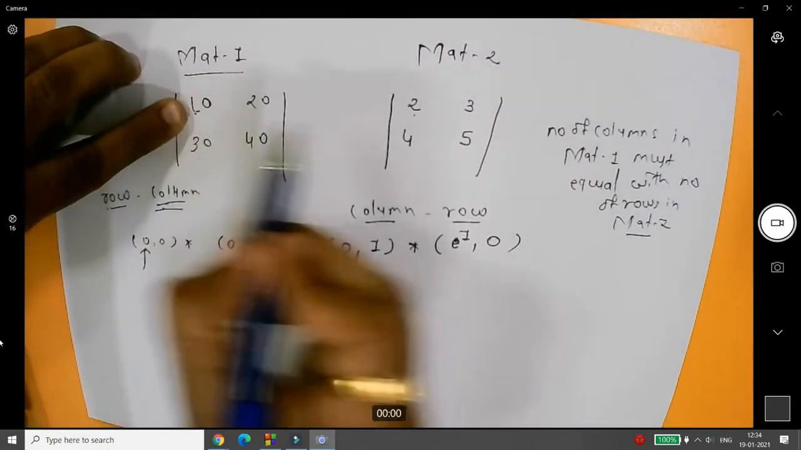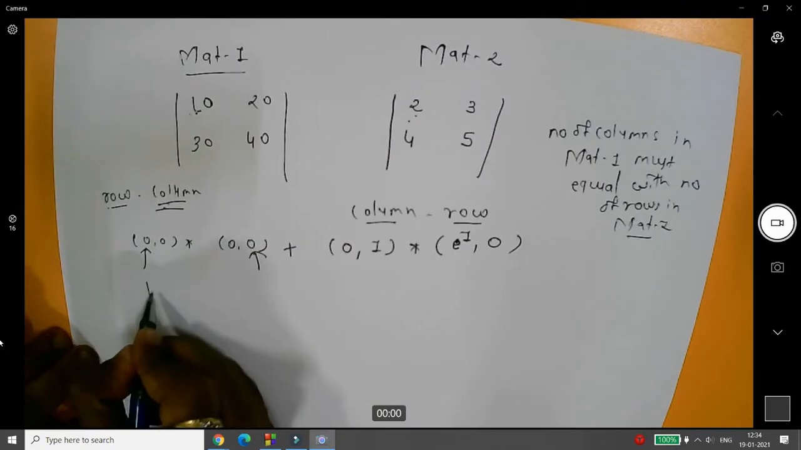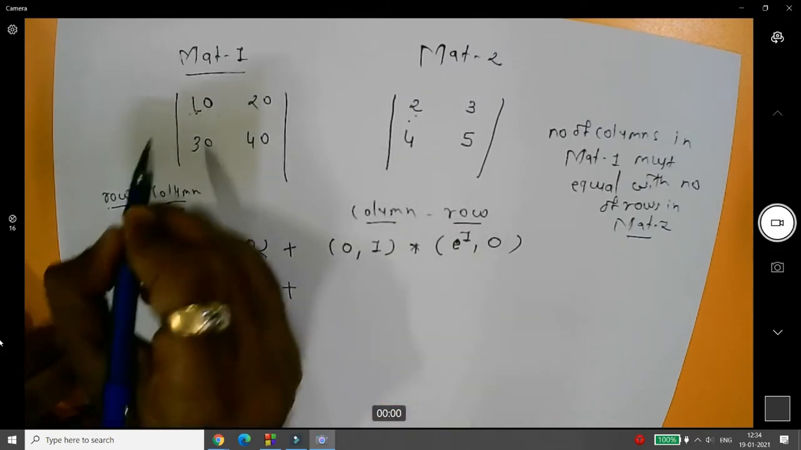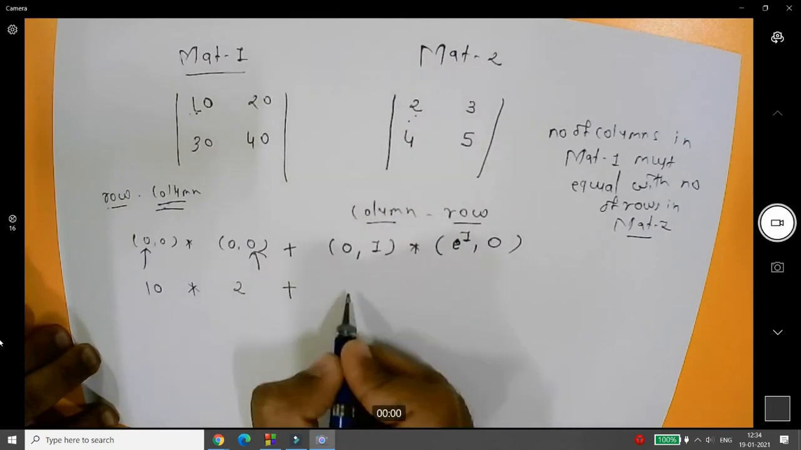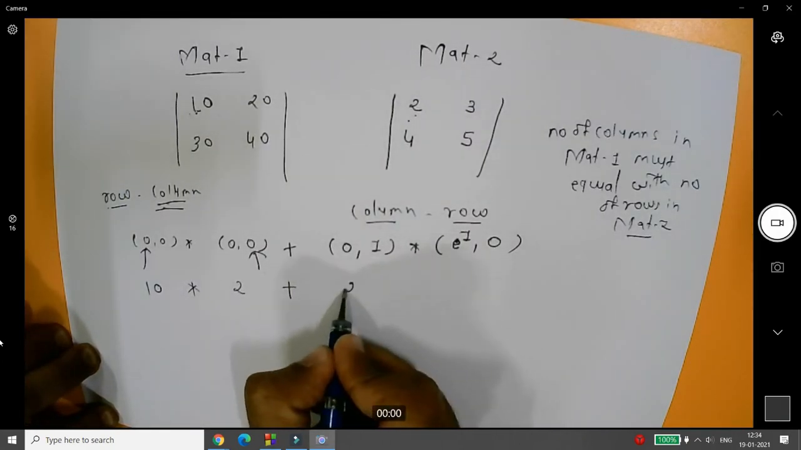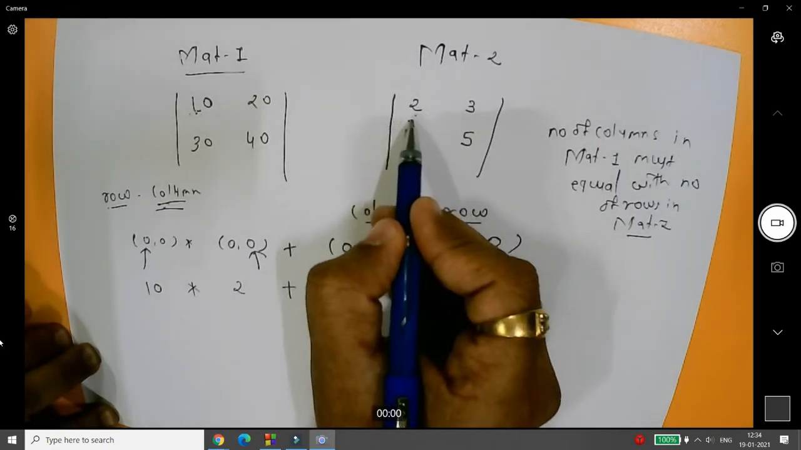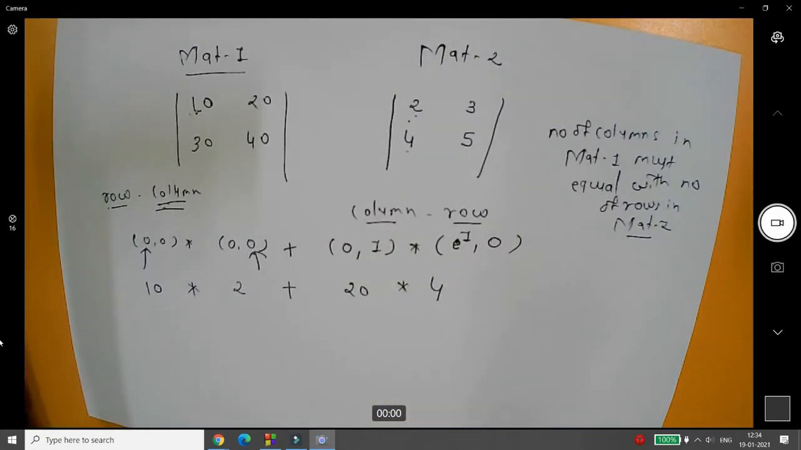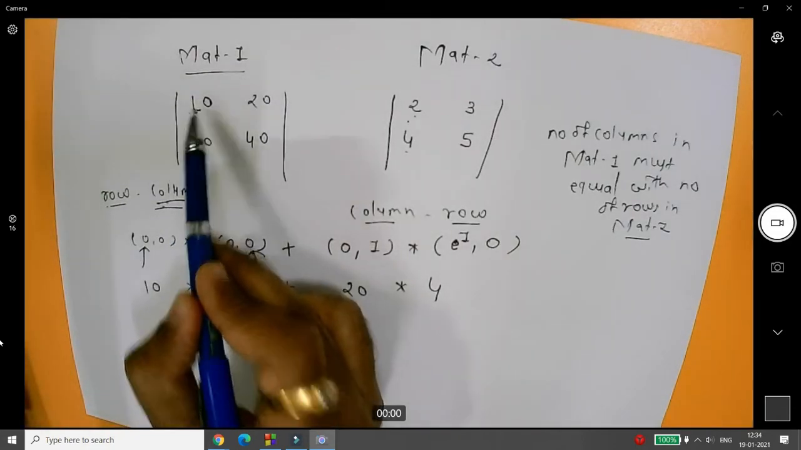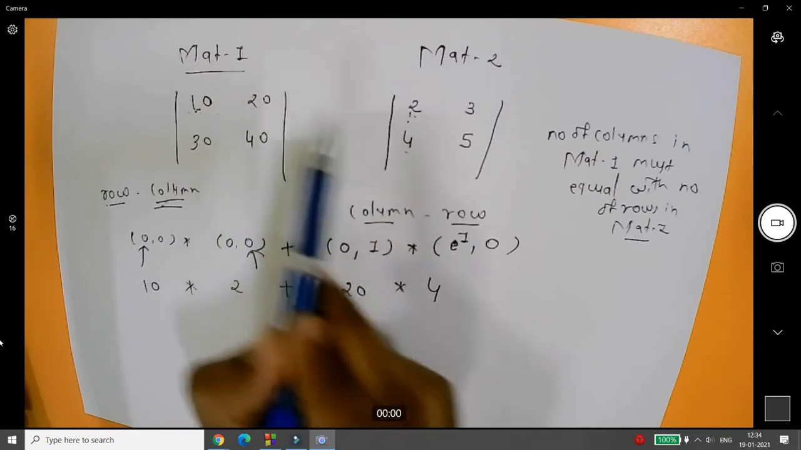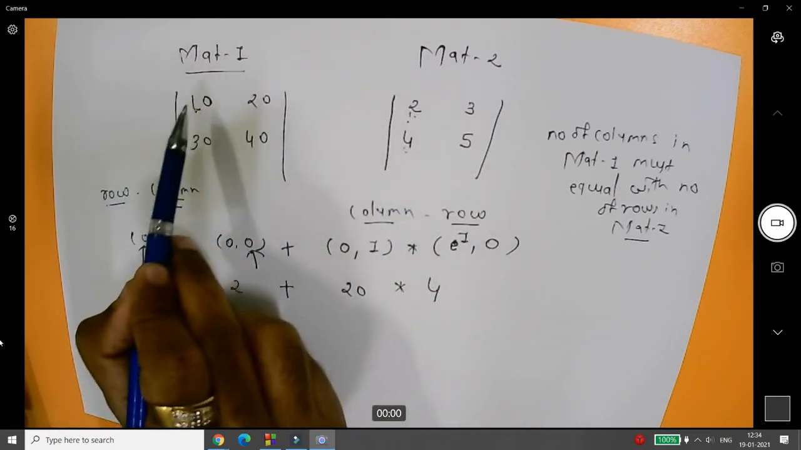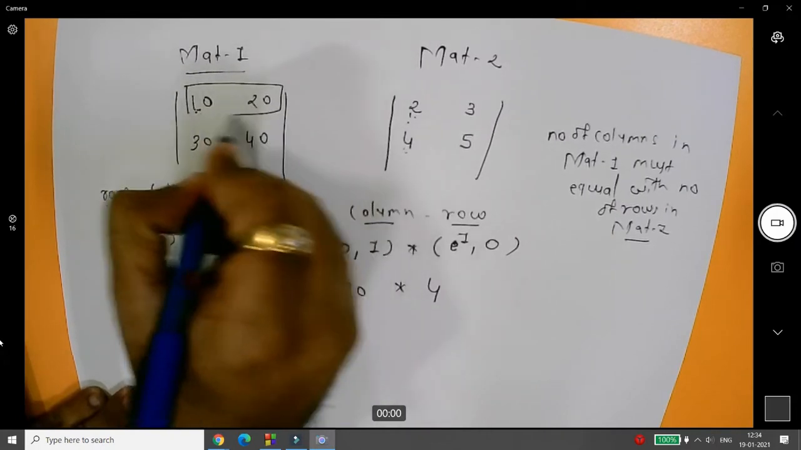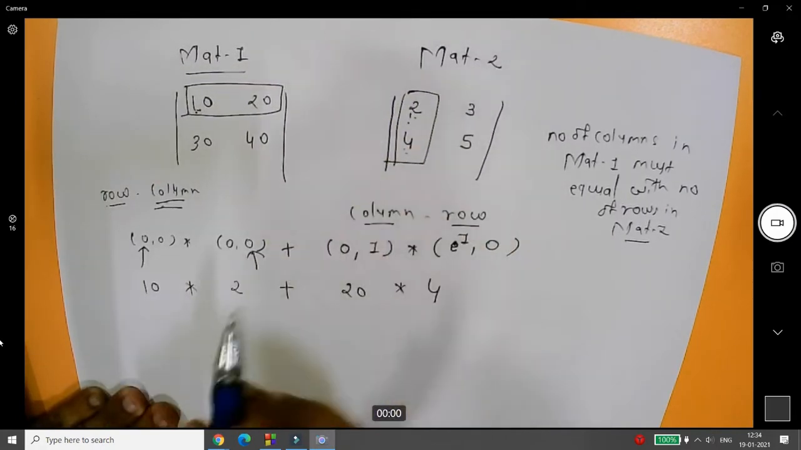Let me give a clear hint. You multiply this 10 with the 2, right? This 00 element is 10, this 00 is 2, so 10 into 2, plus 01, which means 20. Your 01 will be multiplied with 10, 1 row 0 column, that is 4, so 20 will multiply with the 4. The simple logic: 00 is multiplied with 00, 01 is multiplied with 10. Your row is fixed in the first matrix and your column is fixed in the second matrix.